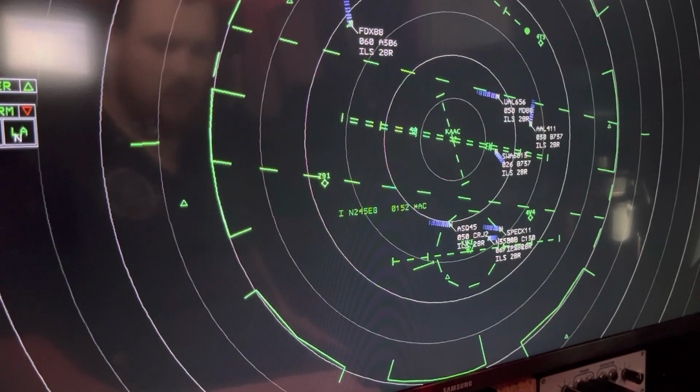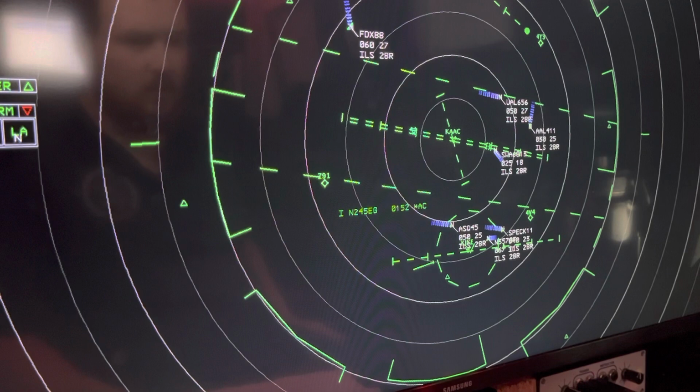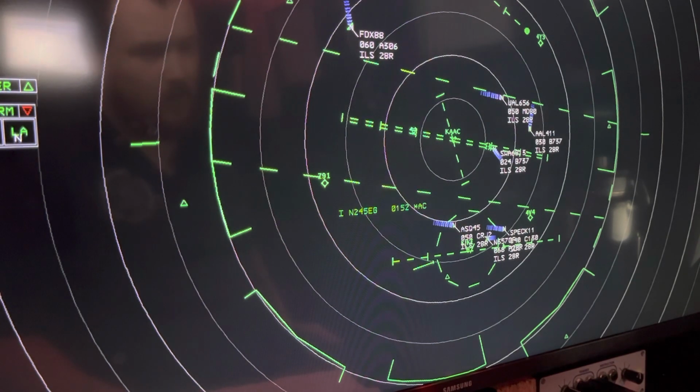American 411, turn right heading 250, 7 miles from Woody, maintain 3,000 until established on the localizer. Cleared ILS runway 28 right.